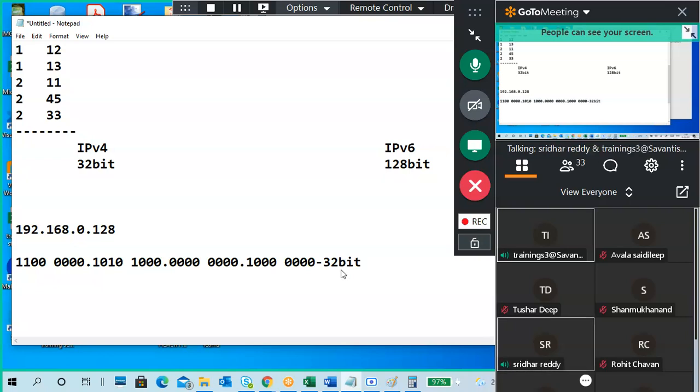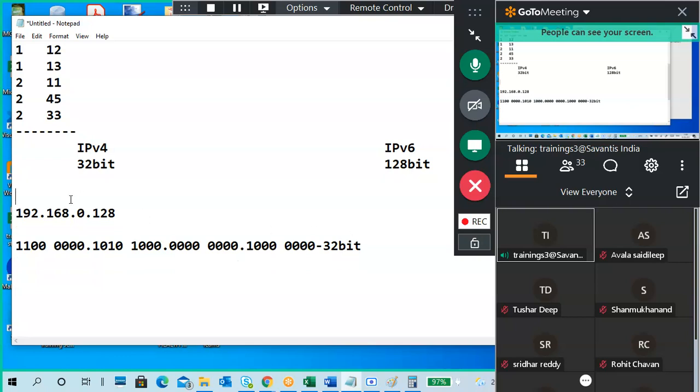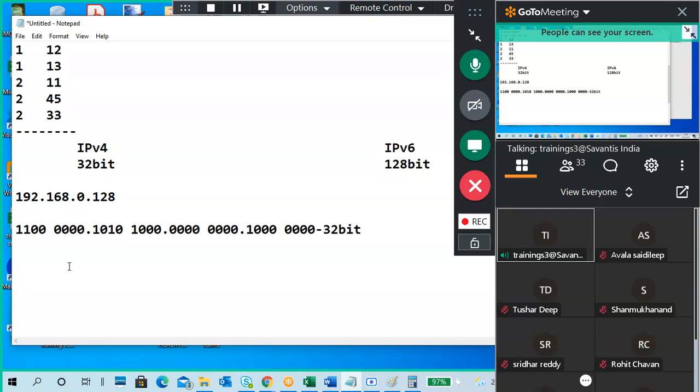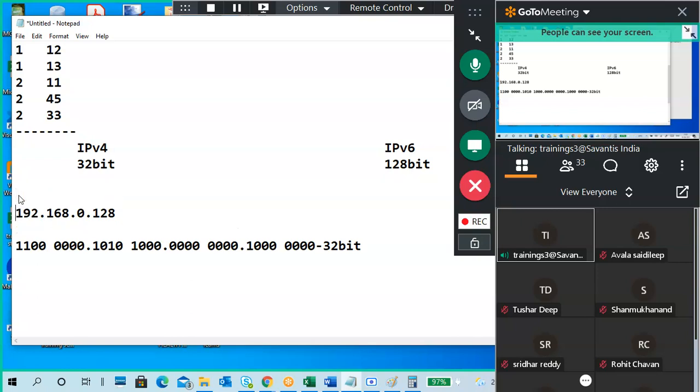Similarly IPv6. If you write an IPv6 address and convert it into binary, it becomes 128 bits. This is the representation. Next, I will tell what that separation is and all. So this is 32 bit. Now, totally, how many IP addresses are there?